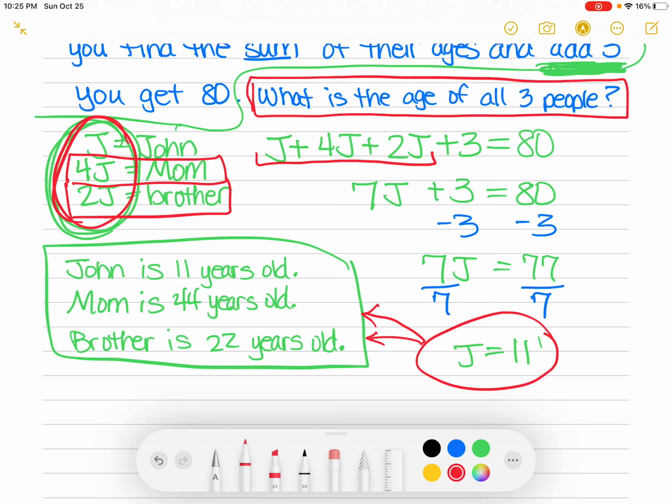Okay, that's it. They have some other ones on converting decimals and fractions, but I'm not going to have you do any of those right now. Okay, so that's it for today.